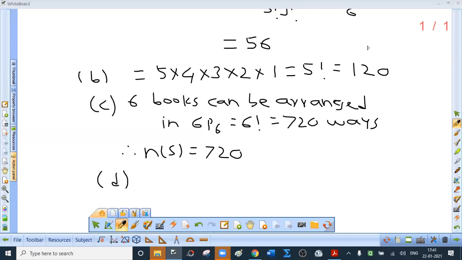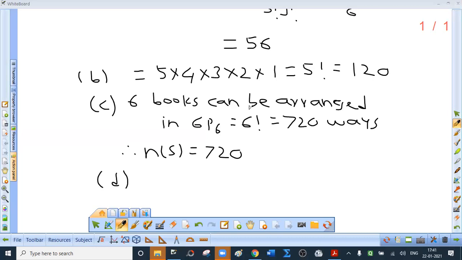Now C part, 6 books of different subjects arranged on a shelf. Now 6 books can be arranged among themselves in how many ways? 6P6, that is 6 factorial, so 720 ways. So what is n of S? n of S is nothing but 720.